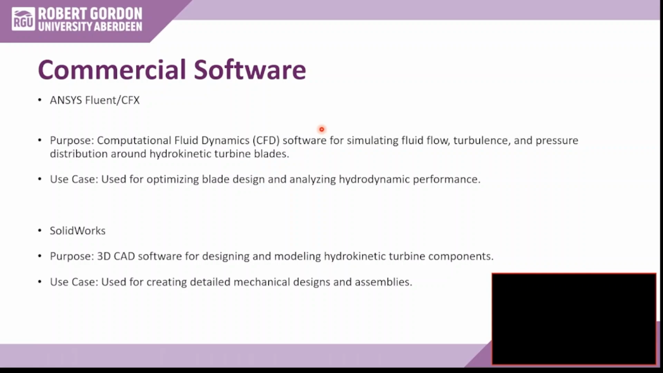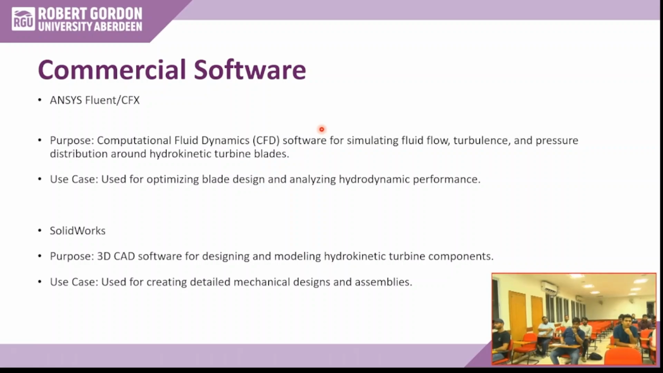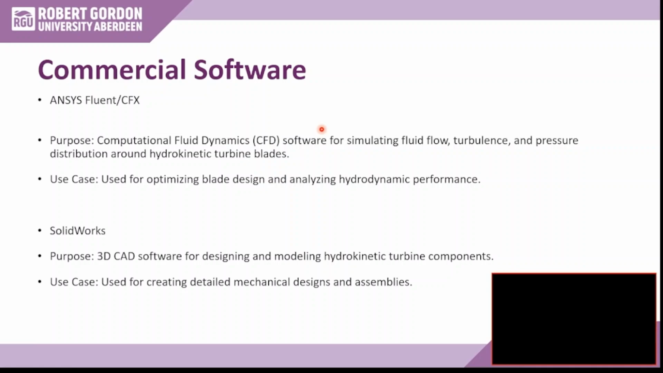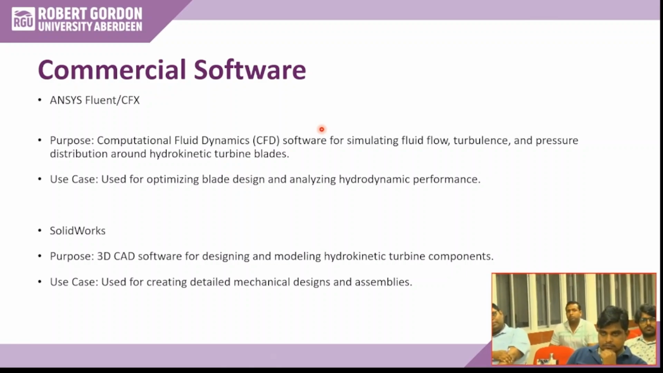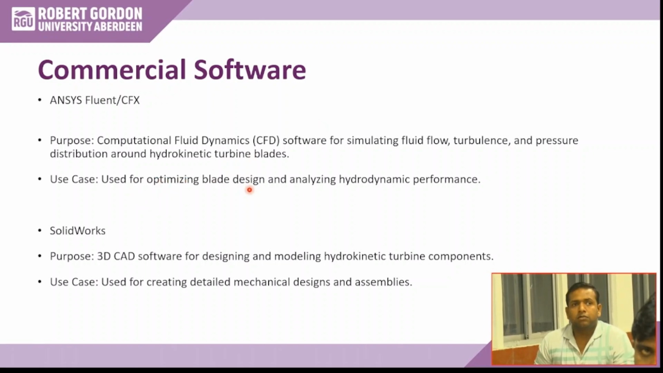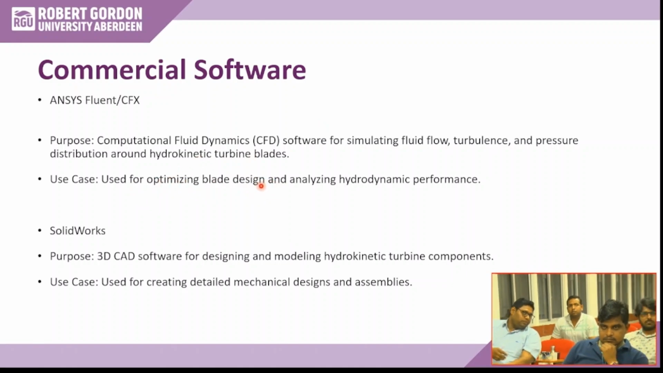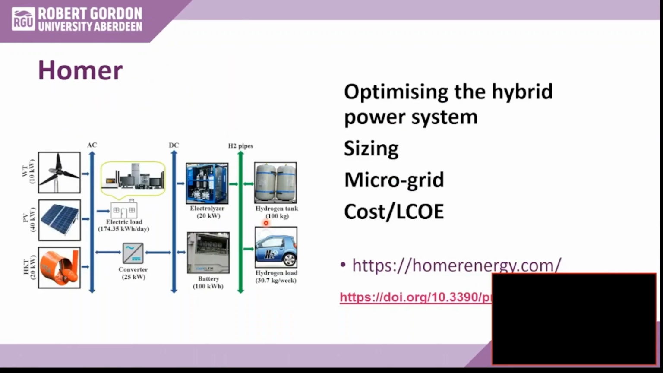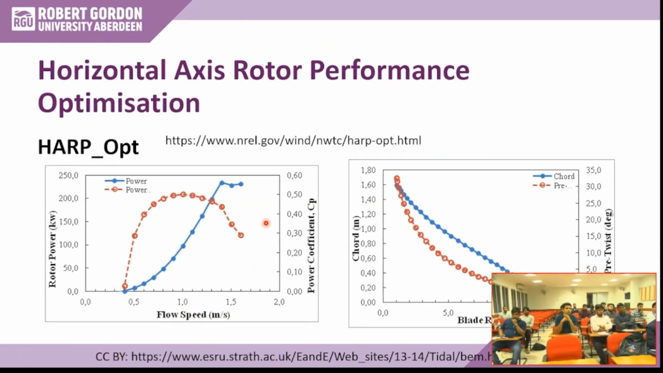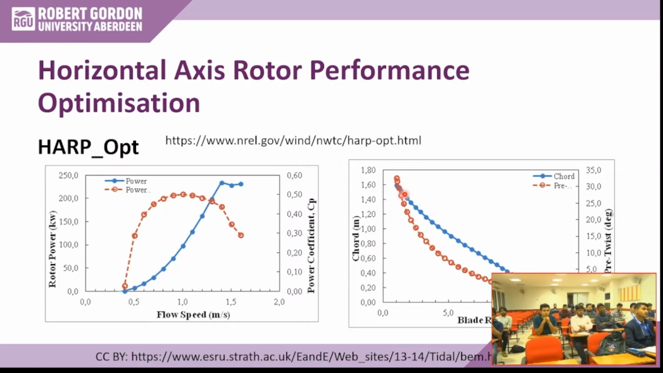Yeah, we can reduce the experimental cost by using software, right? But what is the added benefit we get? Say, for example, we want to optimize a blade design. To optimize a blade design, we can use this type of software, which is called HARP Opti, and this is actually blade design.